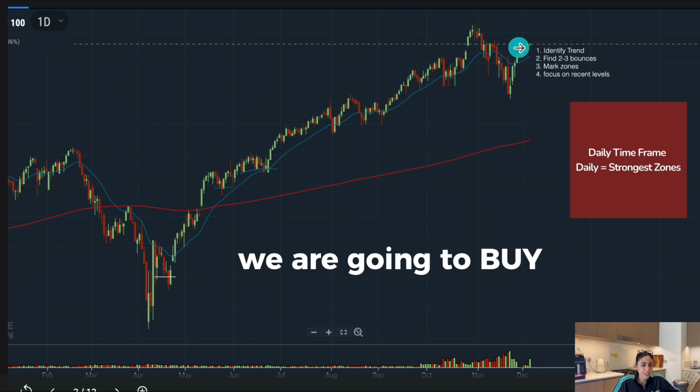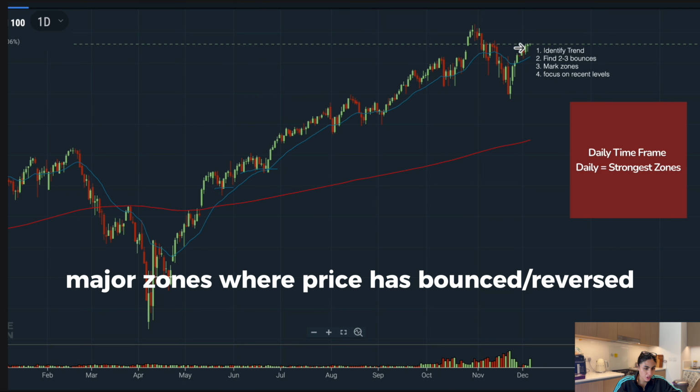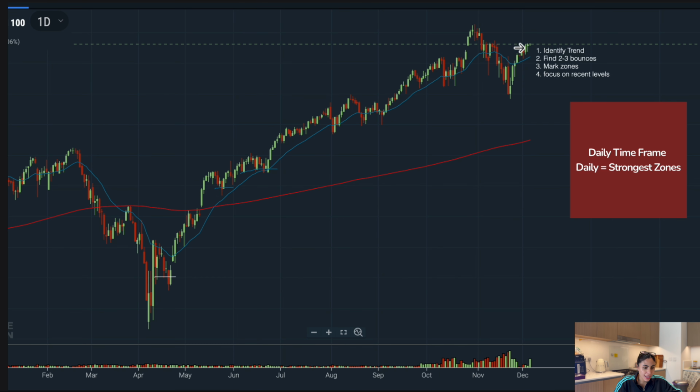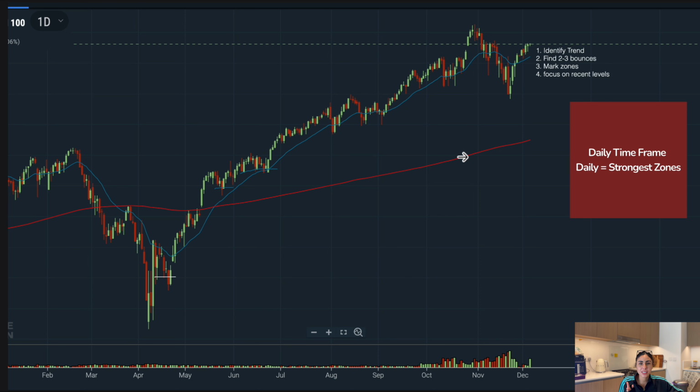So now we've cleared that, we want to draw our support level on the daily time frame. This is where I find my strongest level and only draw major zones, major zones where price has clearly bounced or reversed. I don't draw 10 different levels, I just draw 1 to 2 levels to keep my setup clean, as the more levels you have, the more confusing it gets to trade. So I'm going to give you 3 seconds to identify where you would draw your support if you were to take this trade.